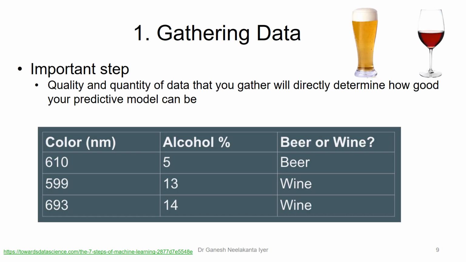So the first step is gathering data, where we gathered different types of beer and wine, where we know the color as a wavelength of light, in nanometers, and the alcohol percentage, and then the answer. When the color is 610 nanometers and 5% alcoholic content, it was beer. When the color is 599 and the alcohol percentage is 13, it was a wine. So we collect data as much as we can. The quality and the quantity of data actually helps you determine how good your model can be.